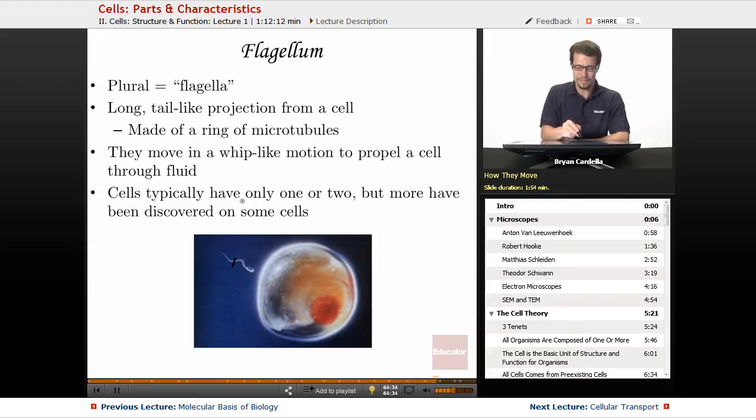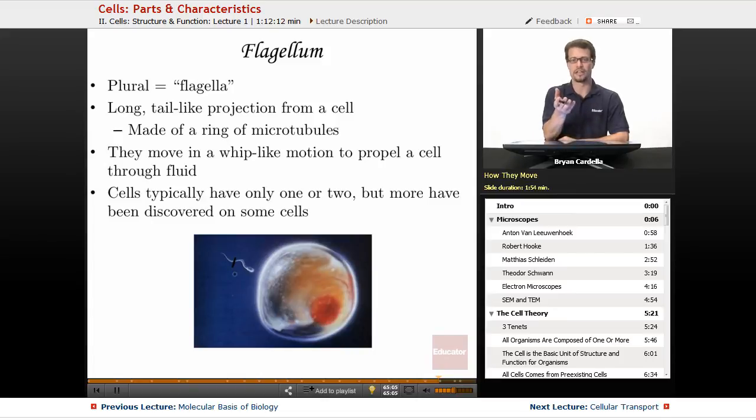So cells typically have only one or two. A male human sperm is supposed to have just one tail, but they could come out with two. They could come out with more. More have been discovered on some cells. I've heard of up to 8. At a certain point, it gets pretty crowded. And I mean, how much better is 8 compared to 6 compared to 4? So sometimes there's too many of these flagella because of a mistake. Like I said, human sperm are supposed to have one.